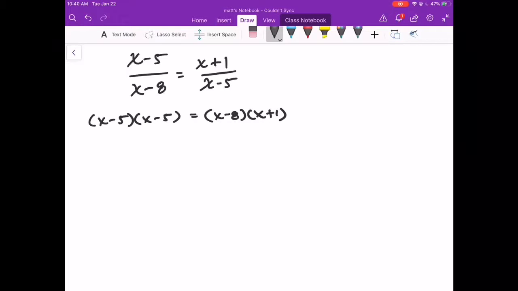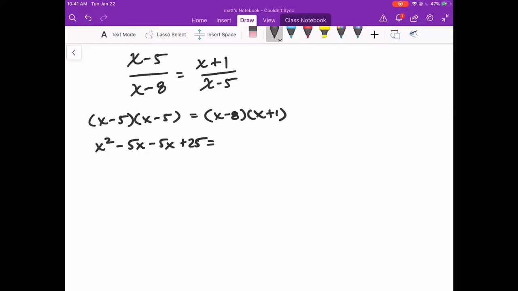And again, this is a double distribution. Some of you guys use FOIL for first, outer, inner, last. But again, you're multiplying everything in each binomial by the second binomial. So x times x is x squared. X times negative 5 is negative 5x. Negative 5 times x is negative 5x. And negative 5 times negative 5 is positive 25.